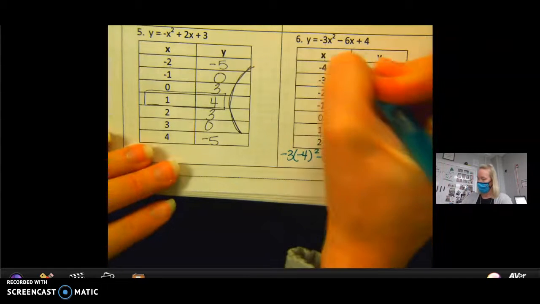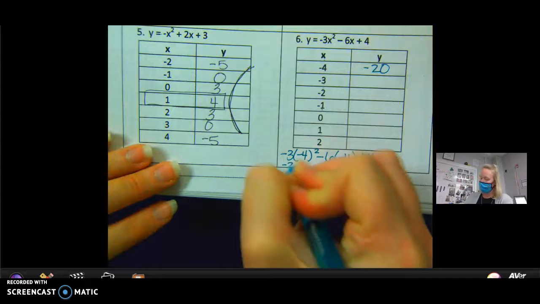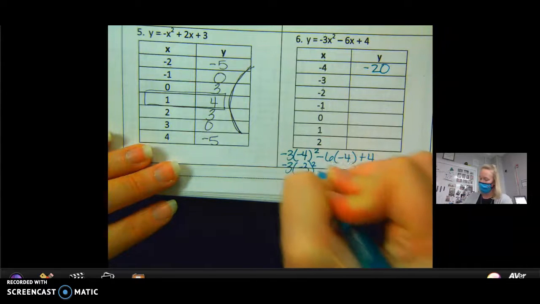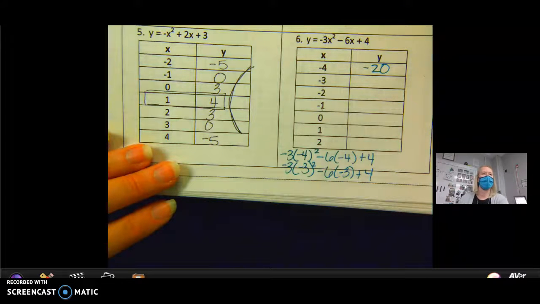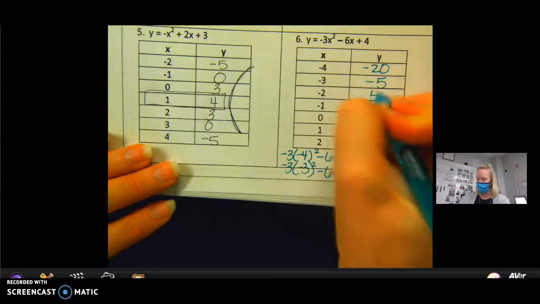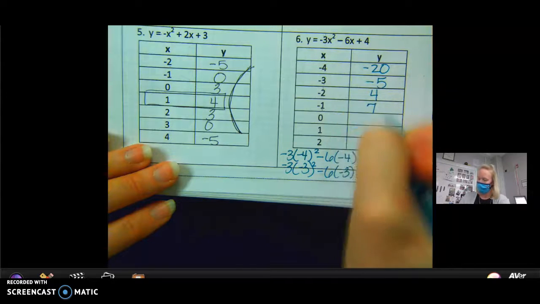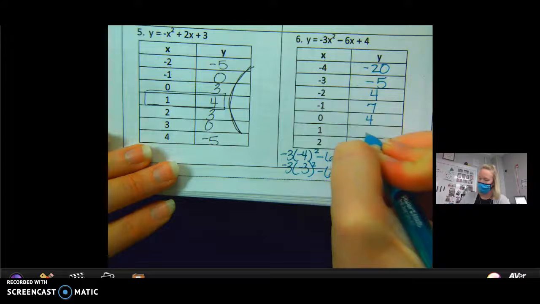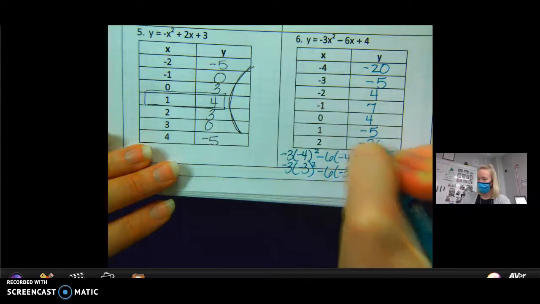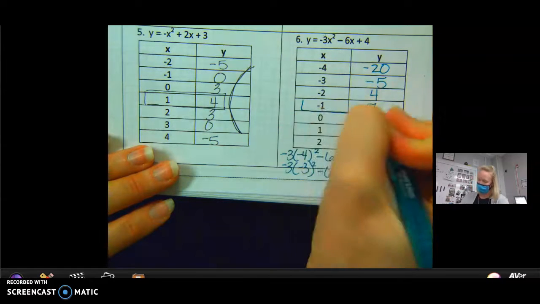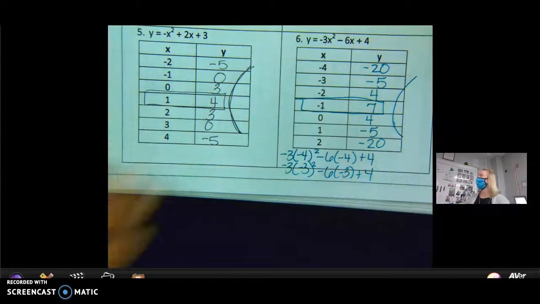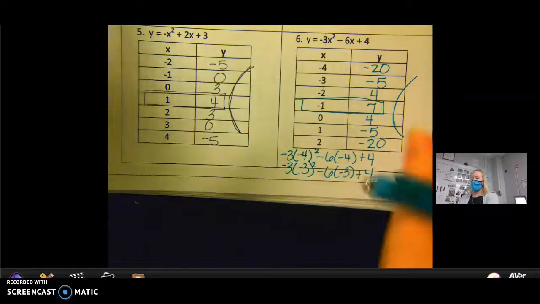-20? Okay. And then if I plug in -3, it'll look like this. -3 parentheses -3 squared minus 6 times -3 plus 4. And what do I get when I plug in -3? Perfect. How about when I plug in -2? -1, 0, 1, and 2. Which one's my vertex point? Perfect, because that's where it's going to start circling back. Okay? Is the table of values making sense?